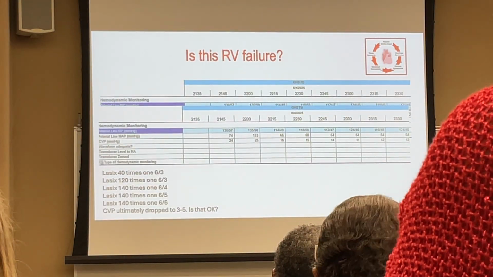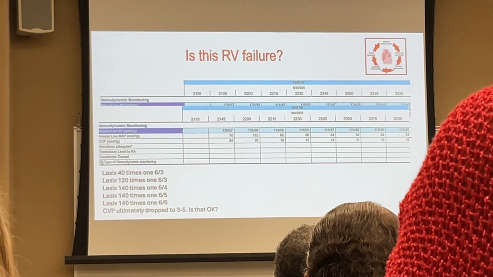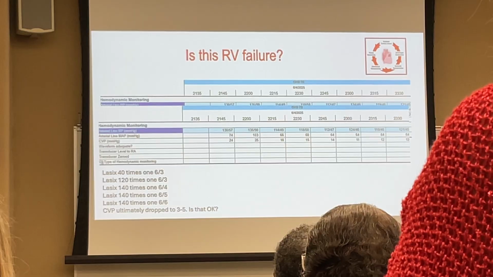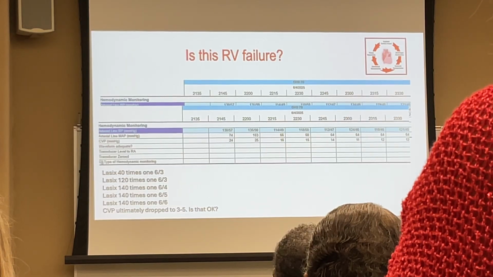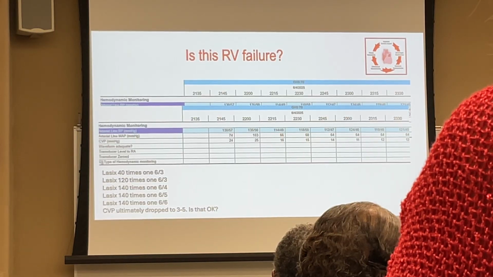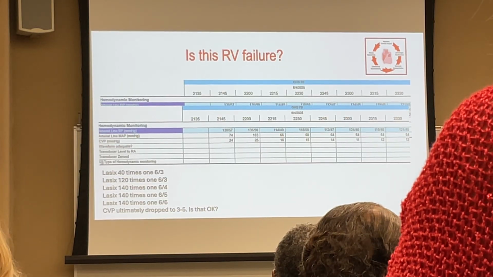Okay. So, is this RV failure? Let's take a look early on at the patient's CVP. CVP is 24, 25. Is it RV failure? Yes, we think it's RV failure. It could be RV failure and mediating RV failure, but I've definitely got RV failure now.